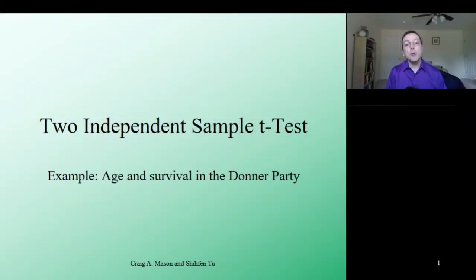In this video, we go through the process of conducting a two-independent sample t-test. We'll be looking at the age of members of the Donner Party who survived versus the age of those who perished when the group was trapped in the Sierra Nevada mountains during the winter of 1846. Now, if you're not familiar with this story, the Donner Party was heading to California, but got trapped in the mountains all winter, and in some cases had to resort to fairly extreme measures in order to survive.